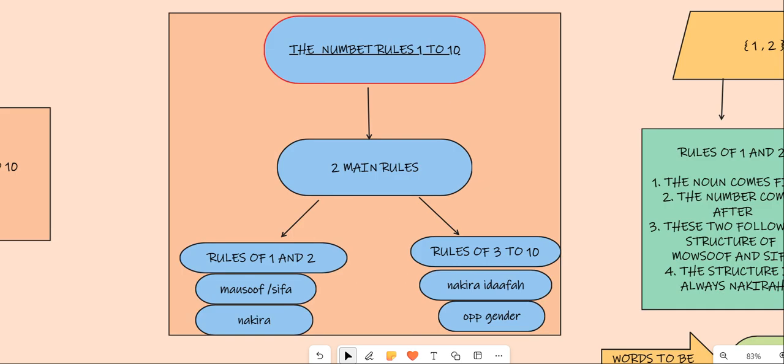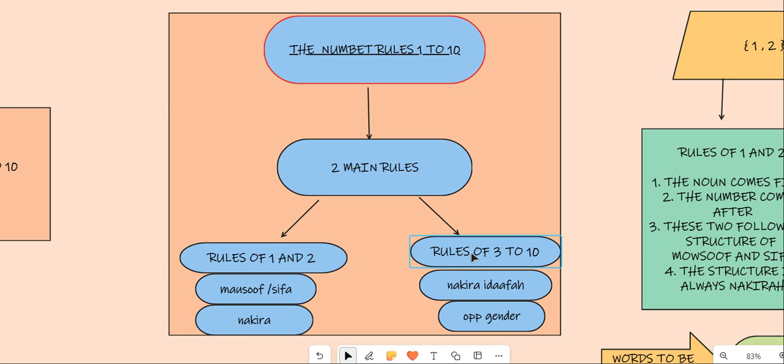Before I start the rules of the numbers, you should first know about the rules. How many rules? The rules of the numbers are divided into two main rules. The first rule is for only number 1 and 2, and the rules for 3 to 10 are different. So these two are the main rules in the numbers.